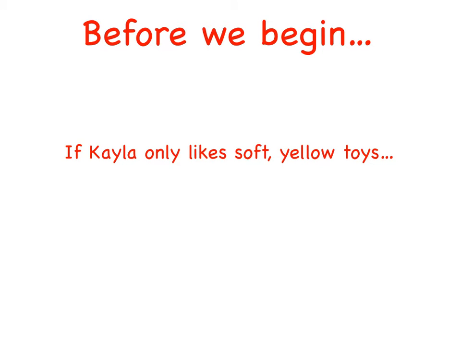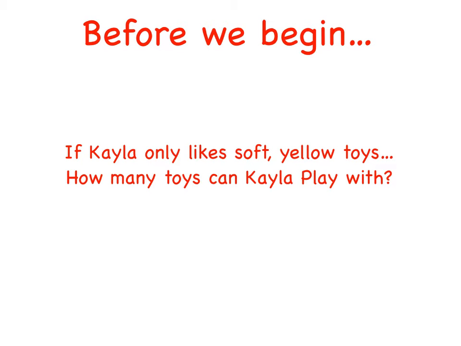If we say that little Kayla only likes soft, yellow toys, we can put together a simple formula that allows us to figure out how many toys Kayla can play with. So we'll say n equals the amount of toys that Kayla can play with. So we need to know first of all how many toys we have, what fraction of those are soft, because she only likes soft toys, and then what fraction of those soft toys are yellow.